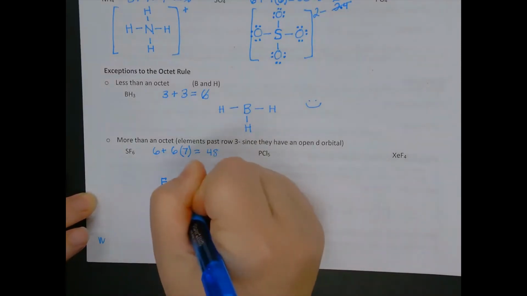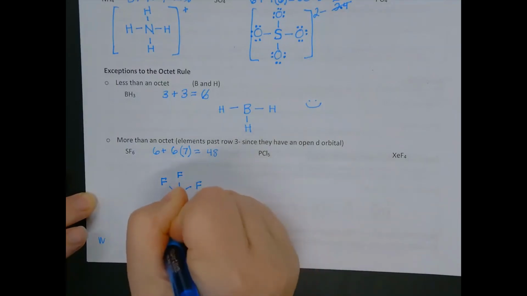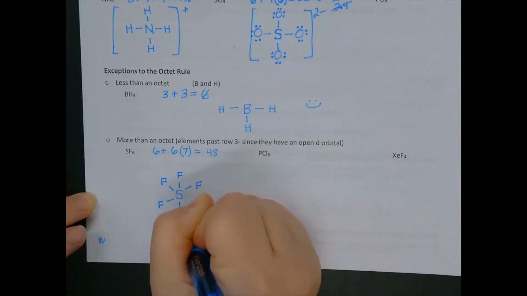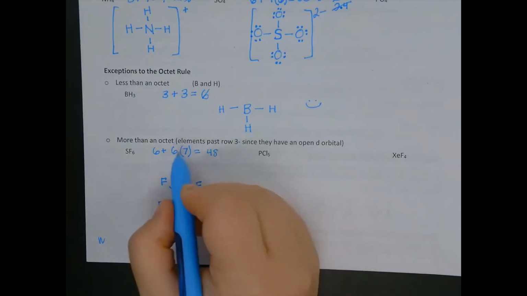So I'm going to go ahead and put my bonds there just because it helps me organize it and get all these fluorines to fit. This is true. So that's 42 and 6 is 48, right? Okay.